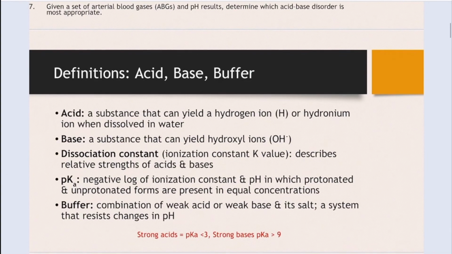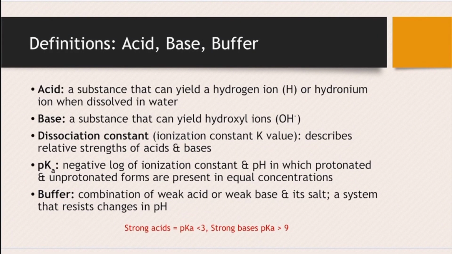Okay, now we're just going to cover some basic definitions. So hopefully by now you guys have an idea of what these definitions are anyways through the work that you guys do. I know that you work as MLTs, so we're just going to cover these pretty quickly. An acid is a substance that yields a hydrogen ion or hydronium ion when dissolved in water, whereas a base is a substance that can yield hydroxyl ions, denoted with OH negative.